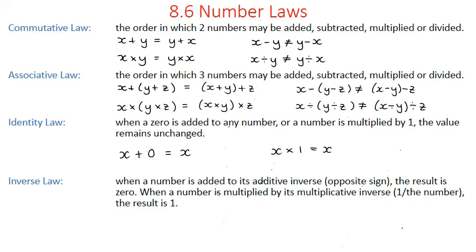And when a number is multiplied by its multiplicative inverse, which is just 1 divided by that number, then the result is 1. So if we have x plus negative x, it's going to equal 0. And if we have x times by 1 over x, it's going to equal 1. Now, of course, choose your own values of x. You can try a couple for each equation and see if you can prove that this is true.